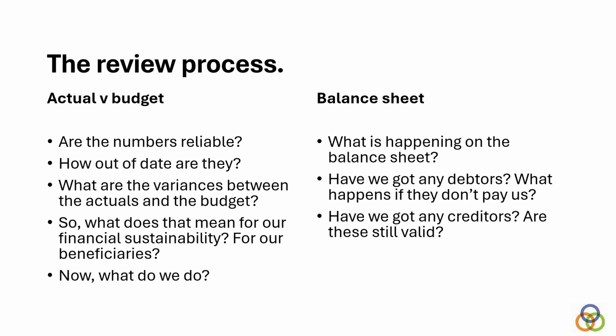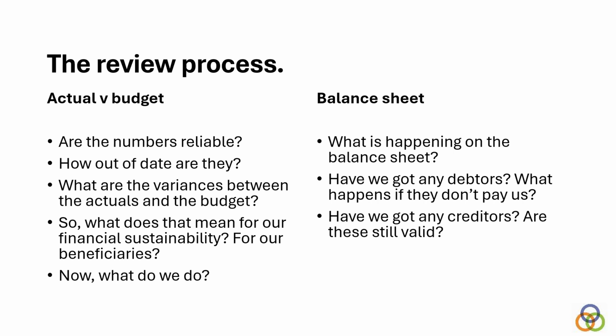What we're doing at that review process is really looking at the numbers and thinking, well, are they actually reliable? How out of date are they? What's actually going on in the numbers once we're happy they're meaningful? What are the variances between the actuals and the budget? And what does that mean for our sustainability and for our beneficiaries? What do we actually have to do or change based on what the numbers are telling us?